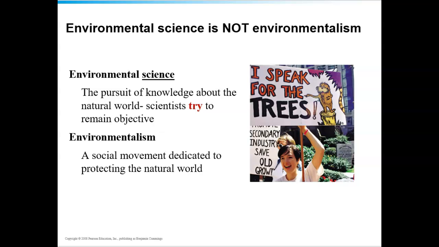So I should mention that environmental science is not the same thing as environmentalism. If we are saying that we're studying environmental science, we're actually trying to pursue knowledge about the natural world in a scientific manner. Scientists try to remain objective about that as much as possible. As far as what isn't, being an environmentalist, what does that mean? It's really a social movement, and it's dedicated to protecting the natural world.